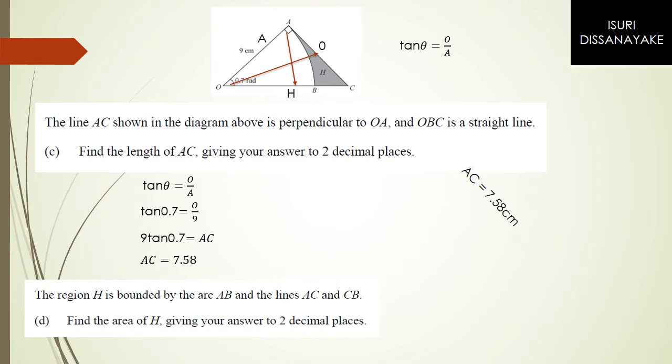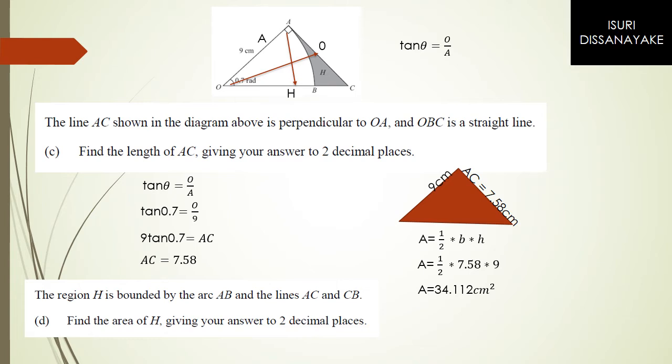Then you are asked to find the area of the shaded region. So I am going to draw the triangle separately, where the length AC is 7.58. We just found it. And the length AO is given as 9 centimeters. We know the area of a right angle triangle is half into base into height. So half multiplied by 7.58 multiplied by 9, which is equal to 34.112 square centimeters.